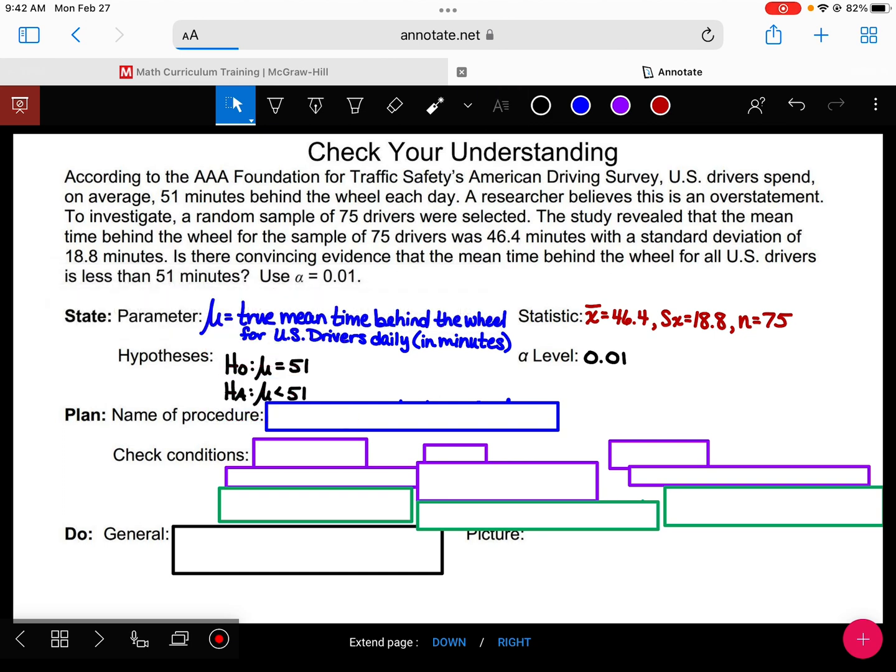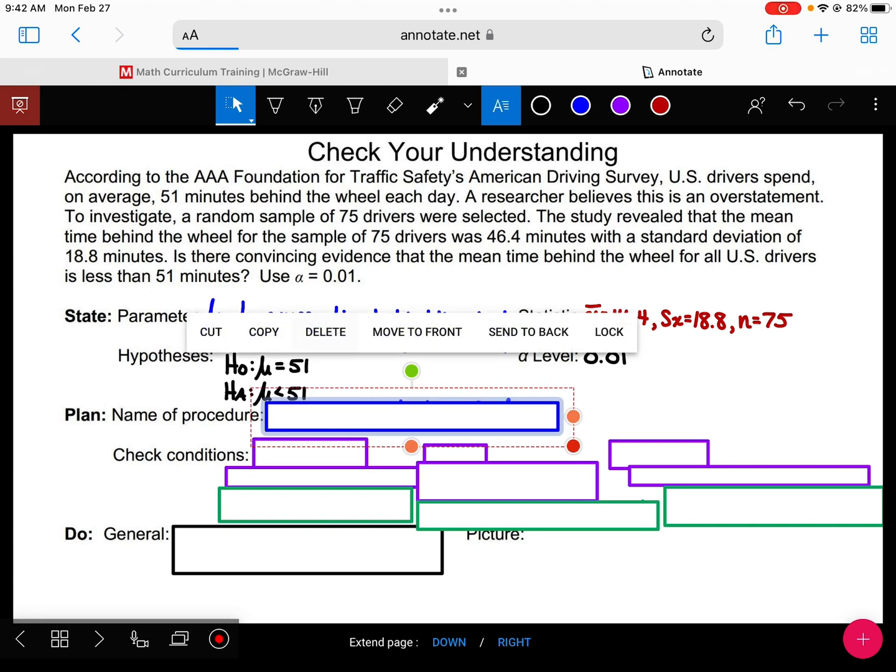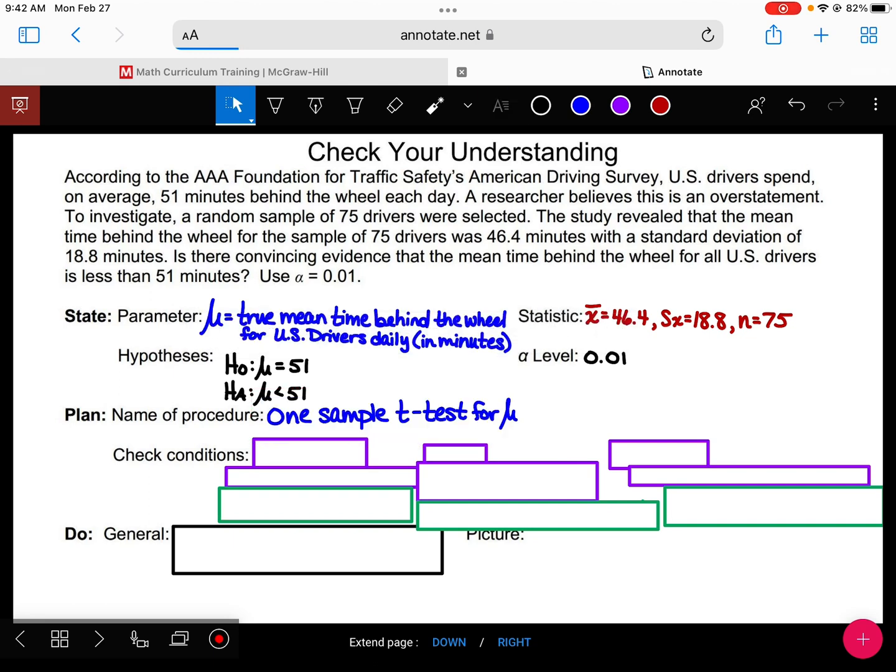And then our hypotheses, mu is equal to 51, mu is less than 51. This is saying like we used a 99 and now we're using 95, right? Yes, that's what it was. Name of the procedure here, one-sample t-test for mu.